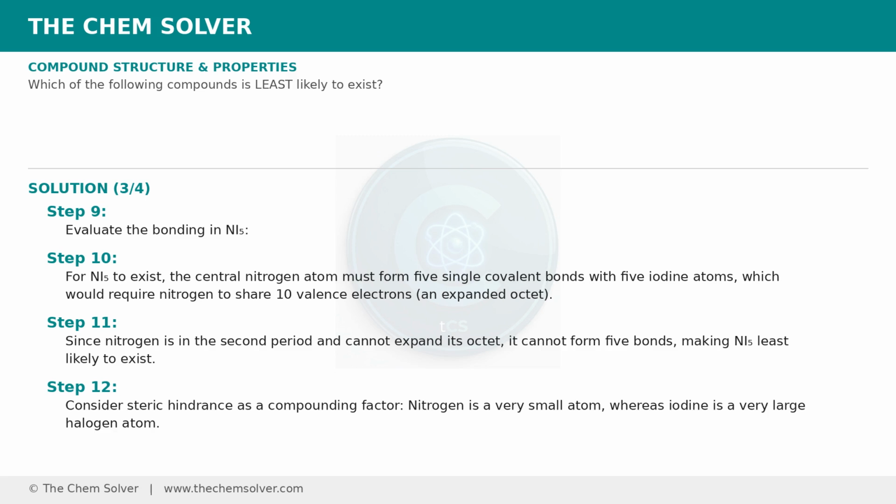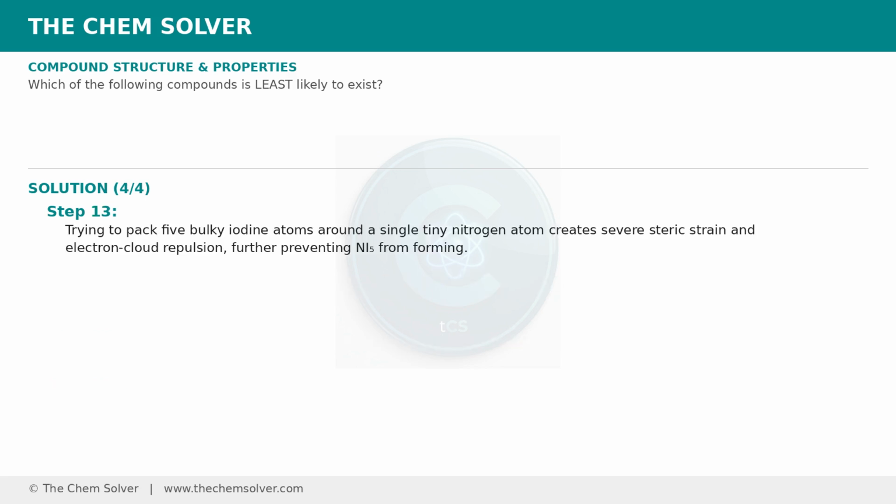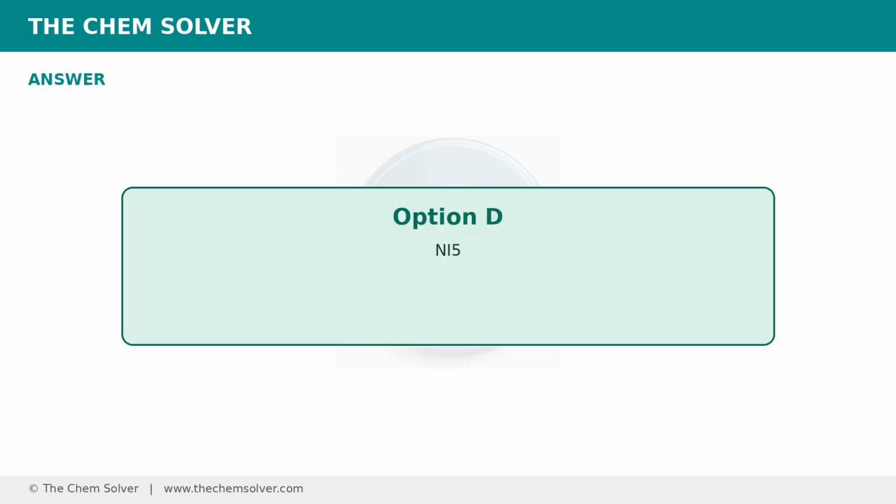Nitrogen is a very small atom, whereas iodine is a very large halogen atom. Trying to pack 5 bulky iodine atoms around a single tiny nitrogen atom creates severe steric strain and electron cloud repulsion, further preventing NI5 from forming. The correct answer is option D, NI5.